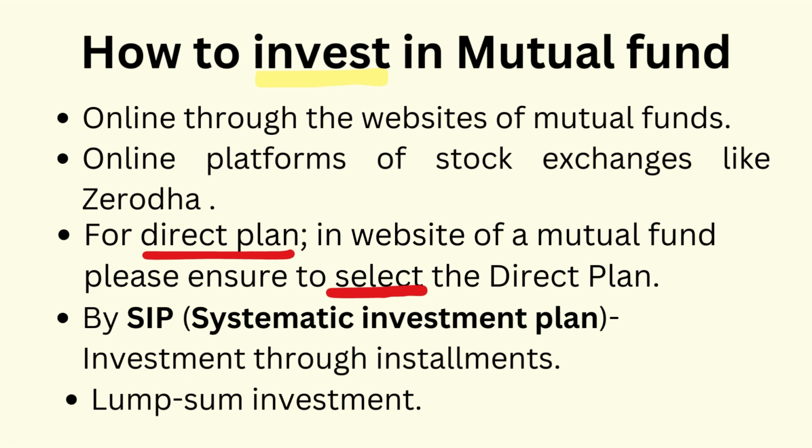like Zerodha. For a direct plan, on the website of the mutual fund, you have to make sure that you select the direct plan. And third is using SIP, a very popular instrument, called a systematic investment plan. That is nothing but investment through smaller installments. And the last is using lump sum investment.